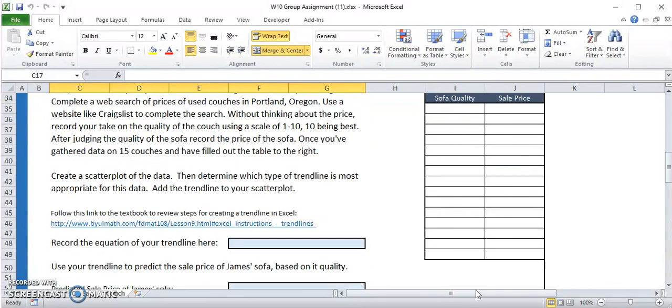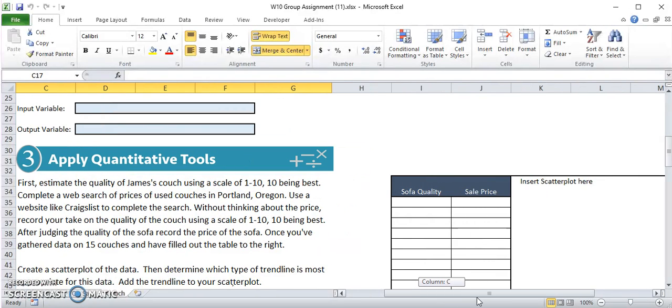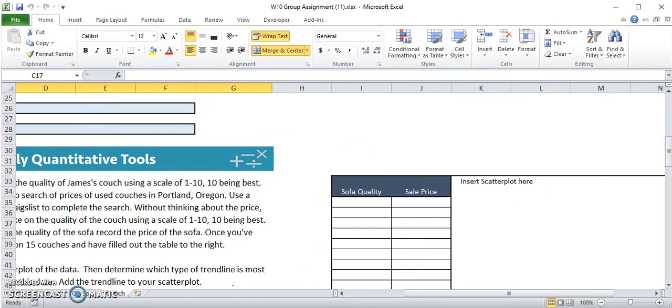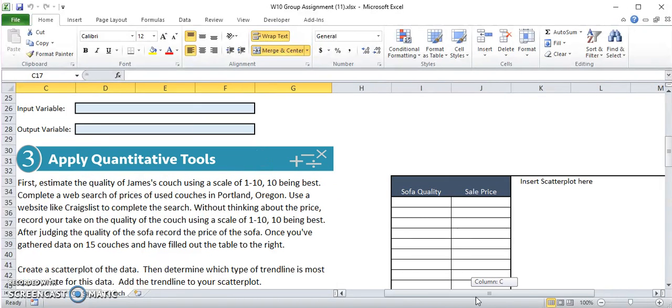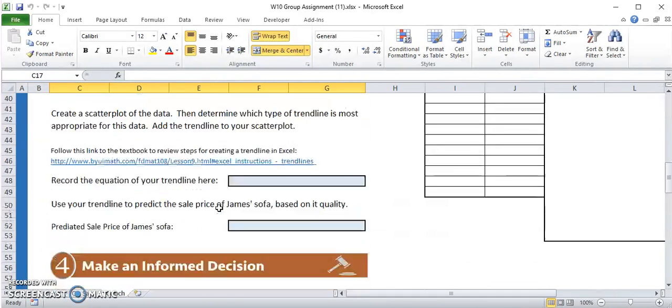So notice on the couch, they don't actually give you the data for this one. This one you have to do a little research, and so going out there, it suggests using a website like Craigslist maybe to find some information on a couch or some couches here that you can get this data, and it does. And then you'll be using that with your scatter plot and making your trend line from there.